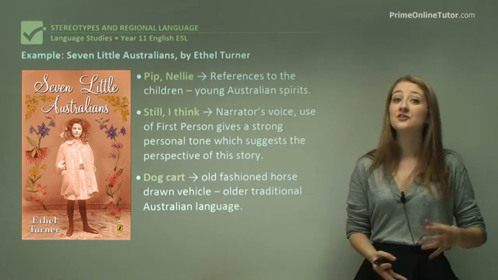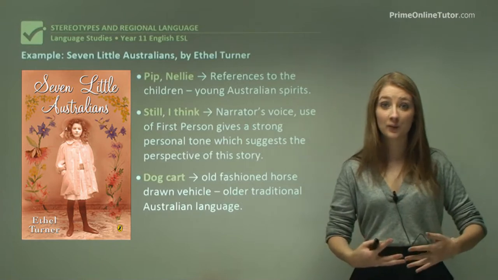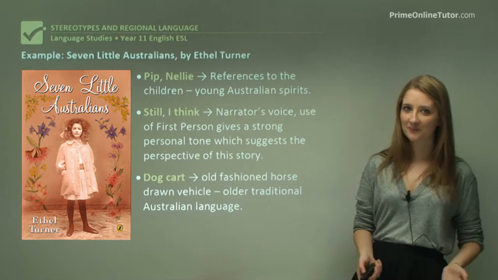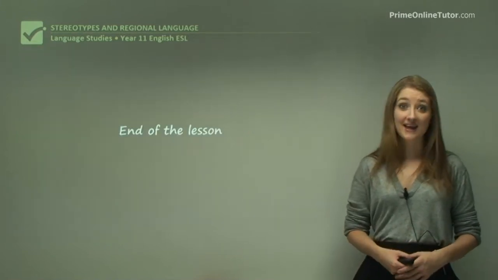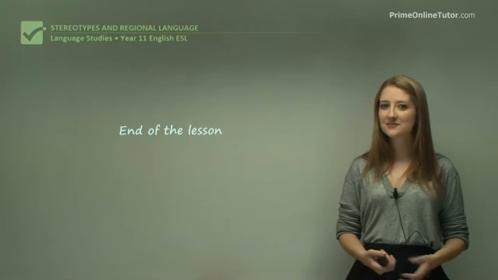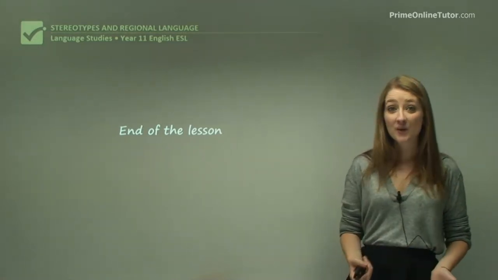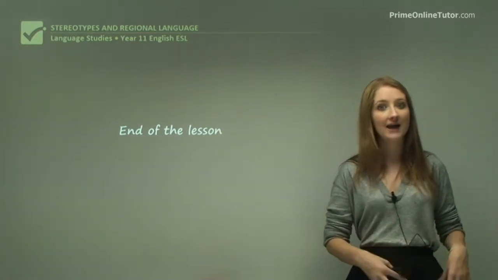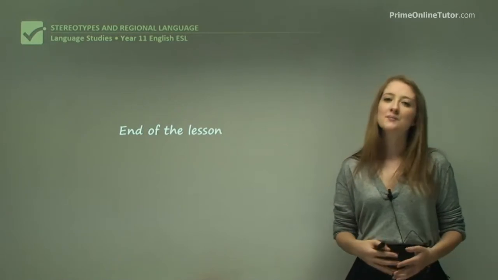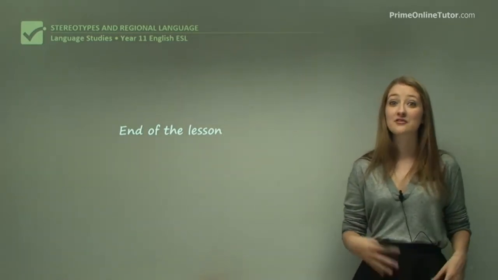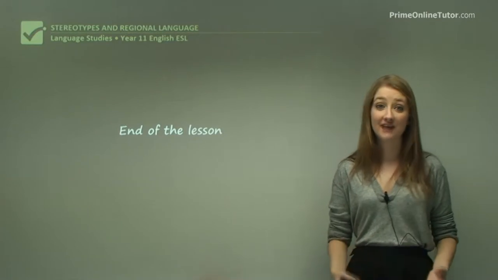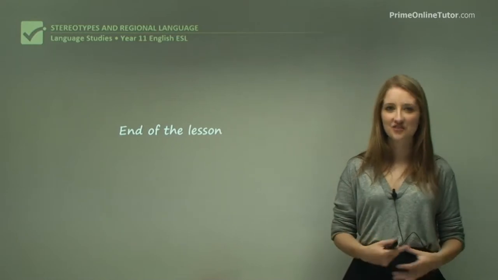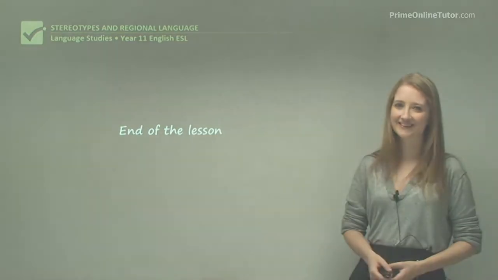So you see how really deconstructing all of this language through understanding the Australian background, it's a lot easier to understand what's going on. So that brings us to the end of this video on Australian stereotypes and regional language. In this video, we've not only looked at some of the key stereotypes that pervade the people and the society that makes up Australia, but we've also examined the way that this is expressed through language. And by developing an understanding of this, you'll find that it's going to be a lot easier to understand and analyse your text in this unit of study.